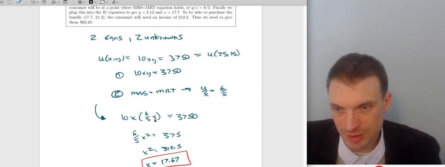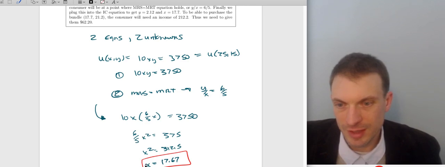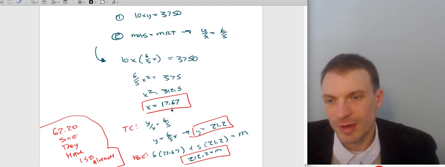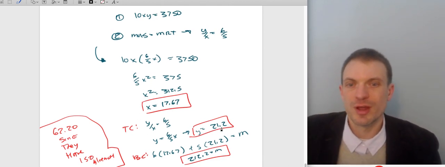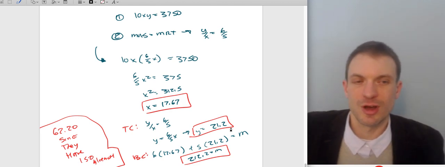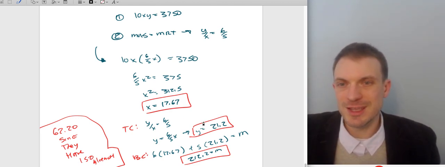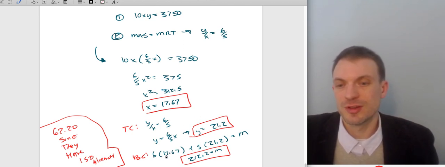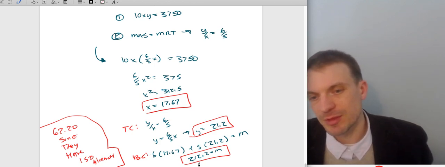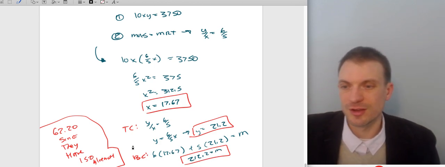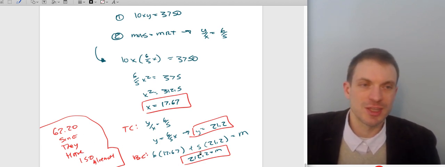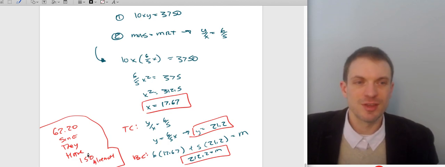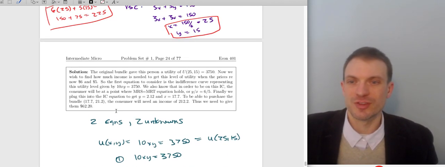So 10x substituting for y and then solving gives me a demand for x of 17.67. My demand for y is going to be 21.2, but I need to know how much income this is going to cost. So this is the amount that I'm going to need after the price change to attain that same level of utility. Now I'm going to plug this into my budget constraint with those prices and find the income that I need. It's 212.2 is my income. Actually, what we'd have to give the consumer, they already had $150. We'd only have to give them $62.20 since they already have $150. And I'll put this here where I've written this out.